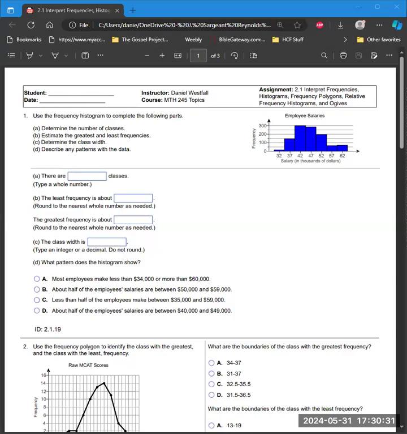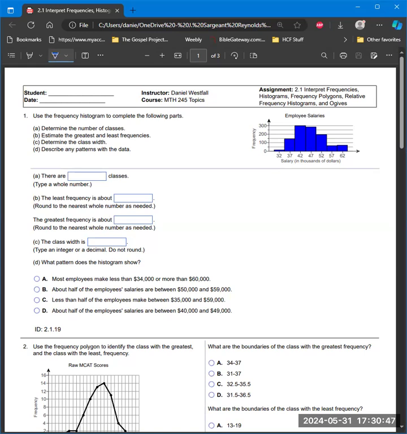In this video, we're going to interpret frequency histograms, frequency polygons, relative frequency histograms, and ogives. Let's go ahead and get started. Use the frequency histogram to the right to complete the following parts.